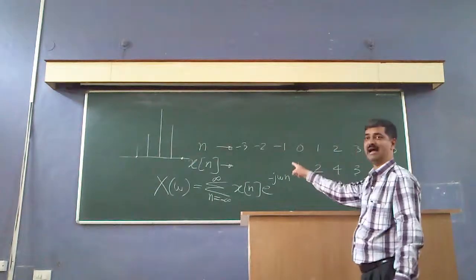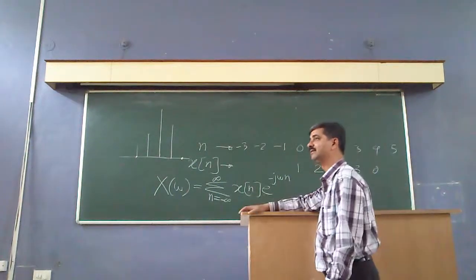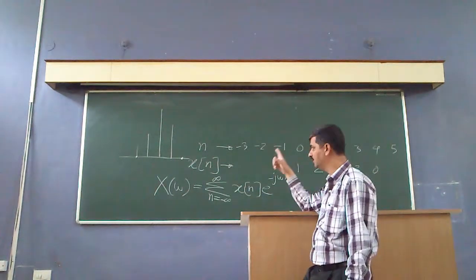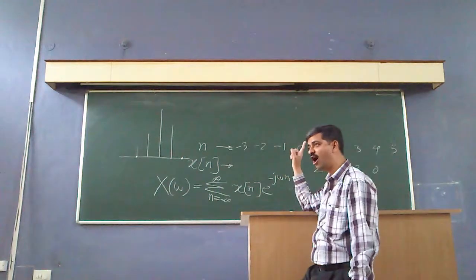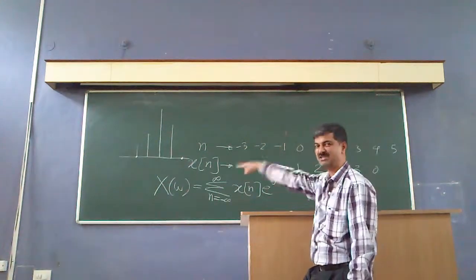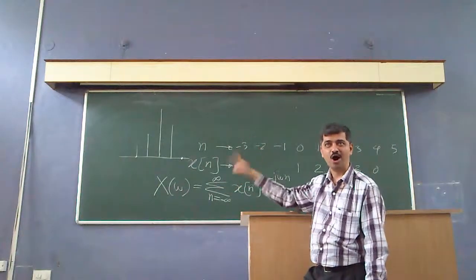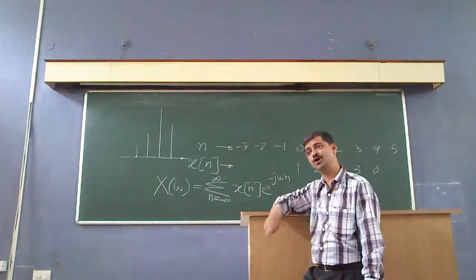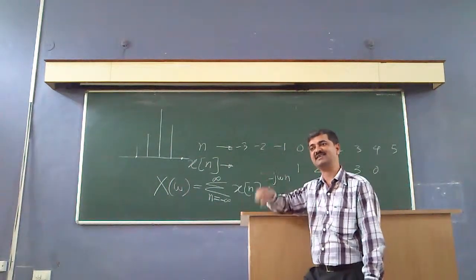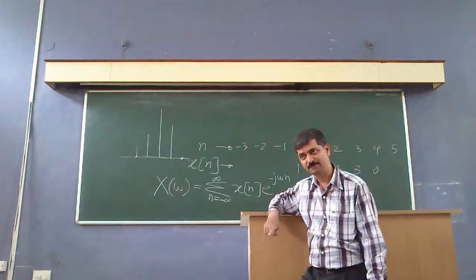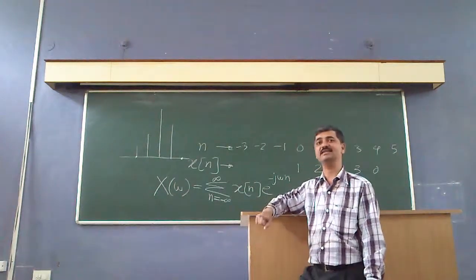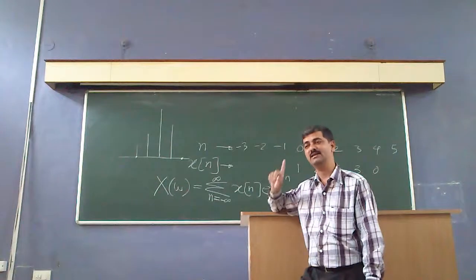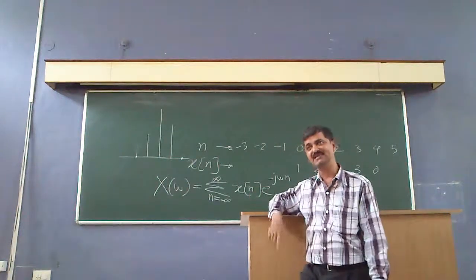So this x of omega, I again repeat, ideally applies for all. If all xn's are known, there will be some x of omega. All xn's can be known if xn's are finite, or if xn's are deterministic, or if xn's are both. If xn is infinite and non-deterministic, or if xn is infinite and random, does it mean that it will not have x of omega?